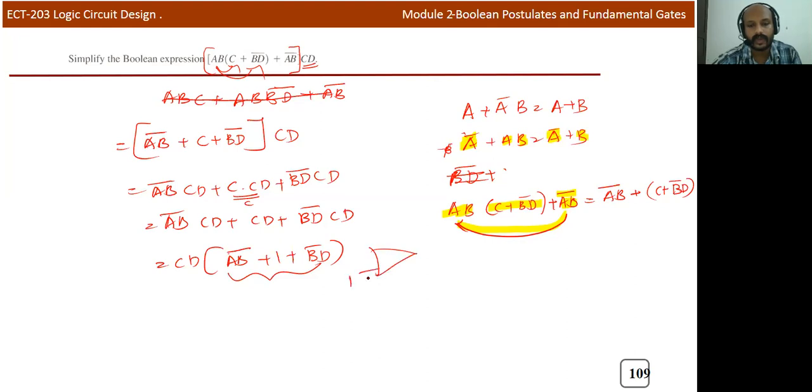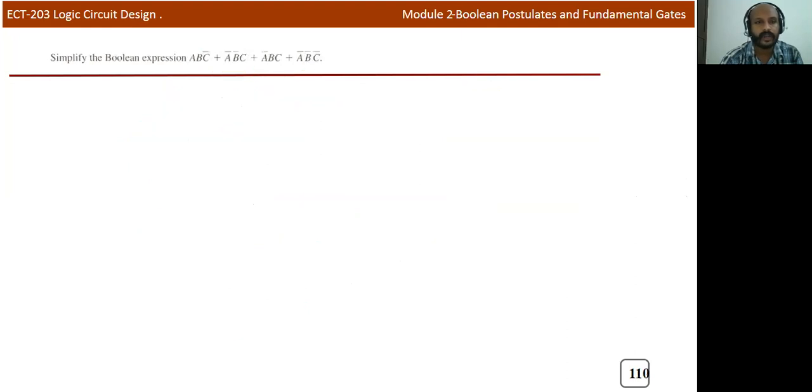Now we are performing OR operation with 1, the result will be 1 with respect to the other. So simply you can write CD into 1 actually, which is equal to CD. I think it's clear. Only thing, directly I applied the redundant literal rule here. Otherwise also you can perform by multiplying. You need to apply 2 or 3 rules here. This is a single step where we can apply the redundant literal rule. Now we'll move to another one.